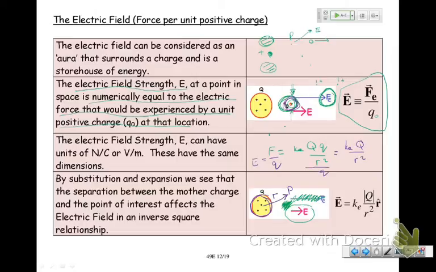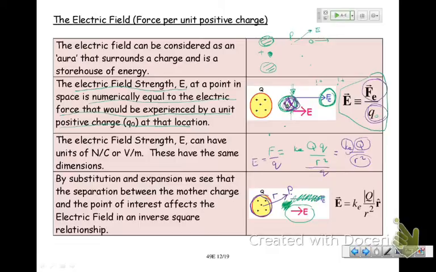We can say, okay, let's imagine putting a charge in this point. Let's figure out what the force is and then divide the force by the charge that we put in there. Or we can turn and say, let's just get to the base equation. The electric field at a point depends upon Coulomb's constant, depends upon the mother charge and the separation between the two. So two ways of looking at the same thing. Electric field, though, is very useful.